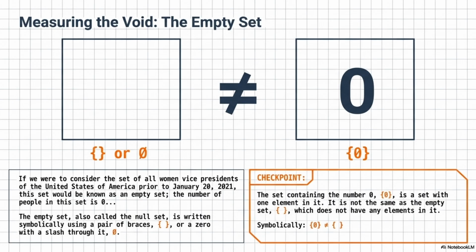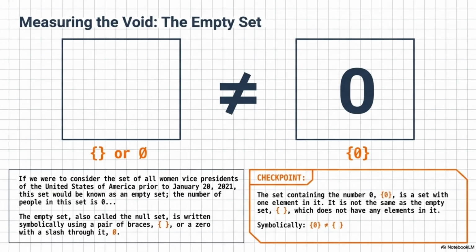The textbook uses a highly specific historical example to illustrate this. What is it? Think of the set of all women vice presidents of the United States of America prior to January 20, 2021. Okay, well, Kamala Harris was sworn in on that exact date. Right. So if the parameters of the set strictly specify prior to January 20, 2021, the number of people who meet that criteria is precisely 0. Yep. The set is empty, but the set itself still exists conceptually as a well-defined categorization.